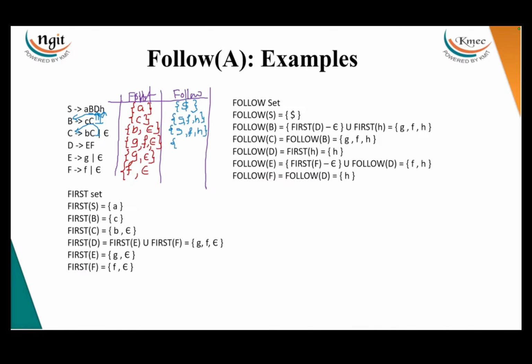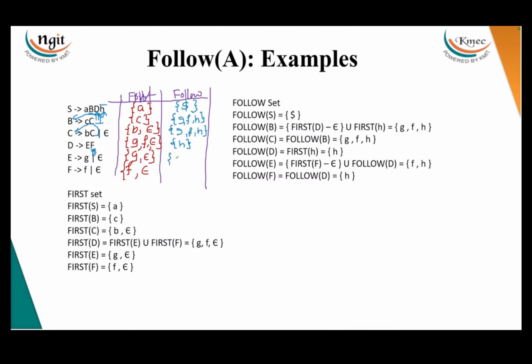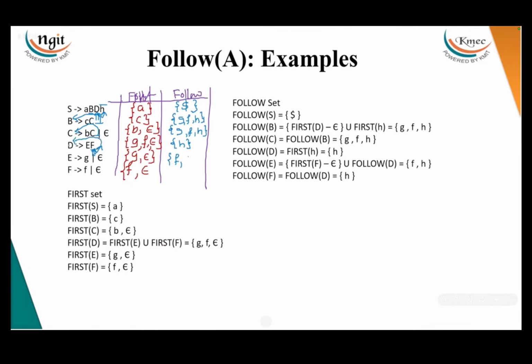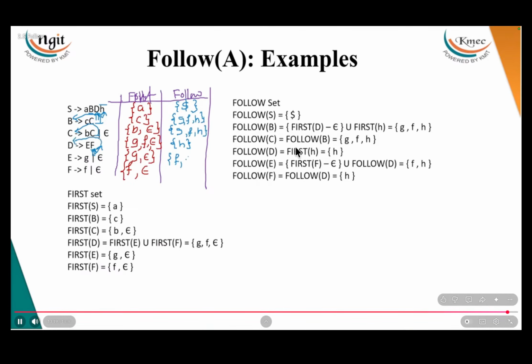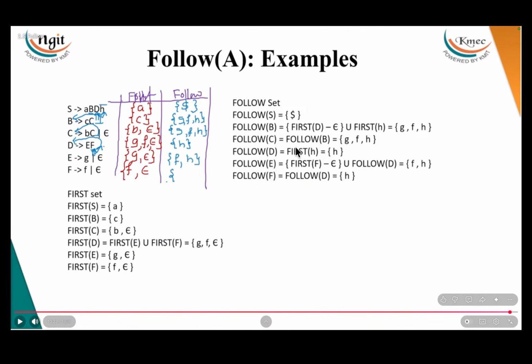Same way follow of D. So D is followed by H. As it is a terminal, you can directly take it. In same way, follow of E. E occurred here. So it is nothing but first of F. What is the first of F? F comma epsilon, but don't take it. Epsilon means go to the next symbol, then no symbol, then take the follow of D. What is it? H, we have just found. Then follow of F is nothing but follow of D. It is nothing but H. So this is how you have to find the follow.